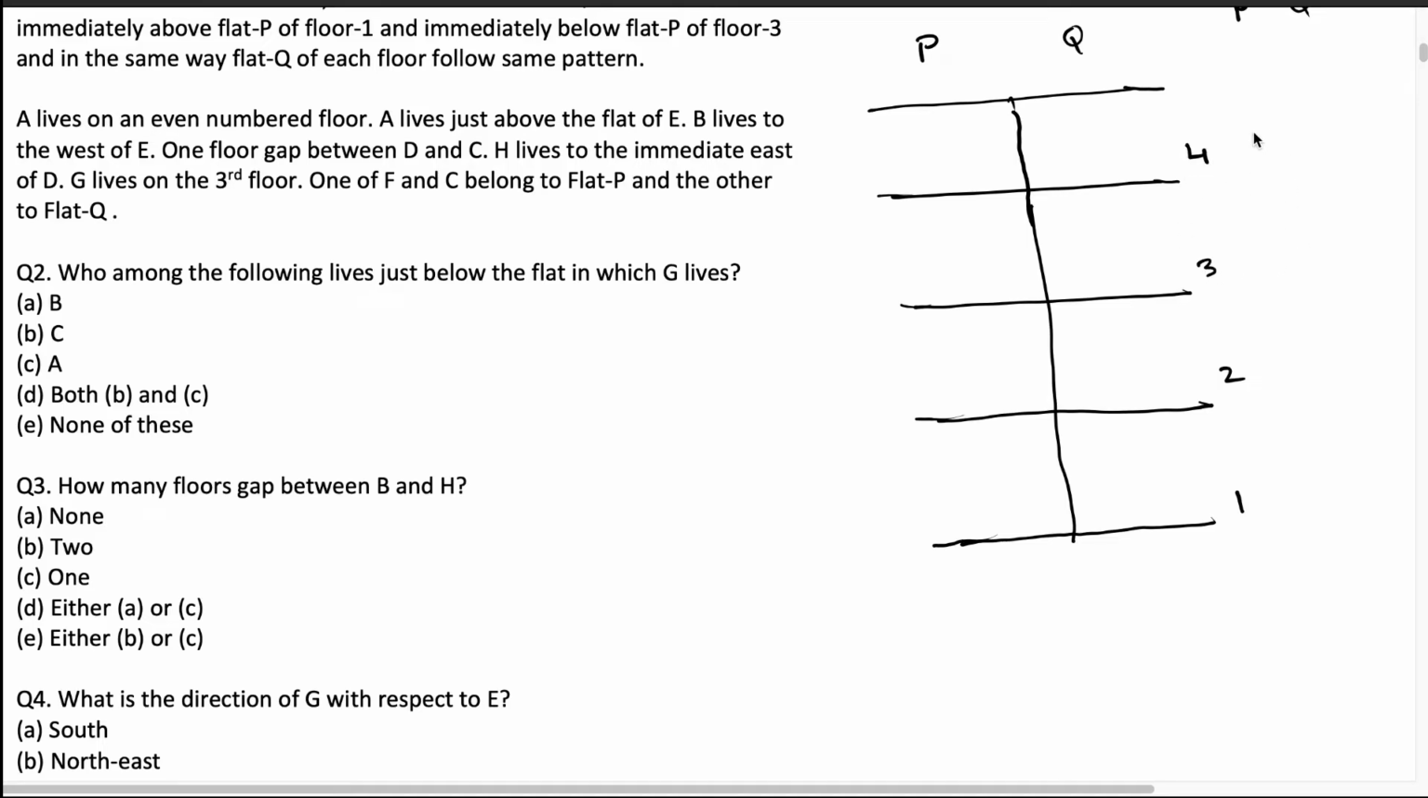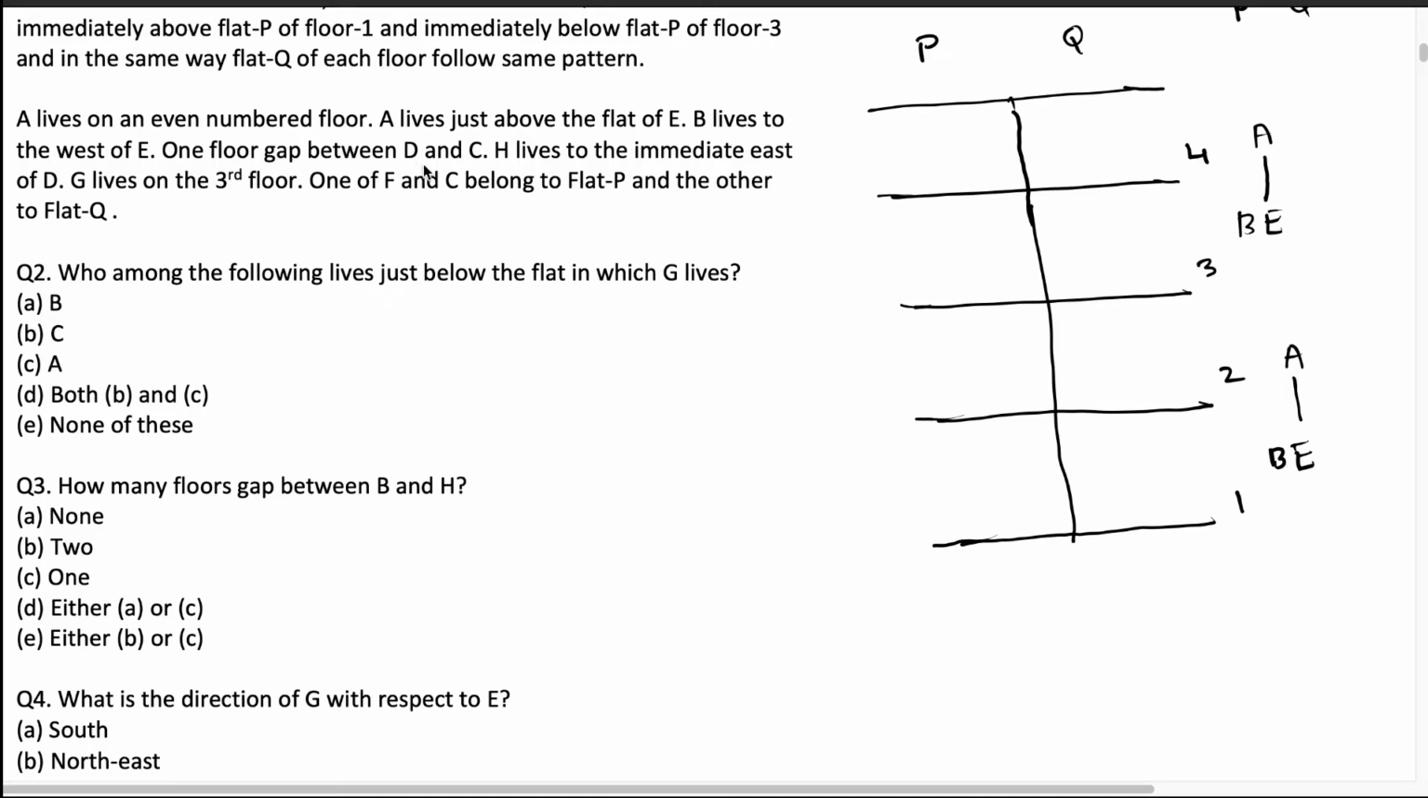A lives on an even numbered floor, which means A should be on the 4th floor or A should be on the 2nd floor. A lives just above the flat of E. So E will be either here or E will be on the 1st floor. To show the relationship, I will just draw a line here, A above E. B lives to the west of E. West is to the left of your screen, so I will write B here, B here. Okay, these are two possibilities right now in front of you.